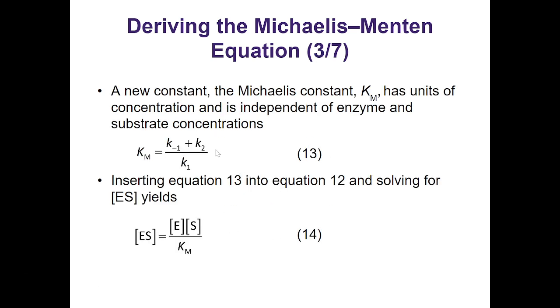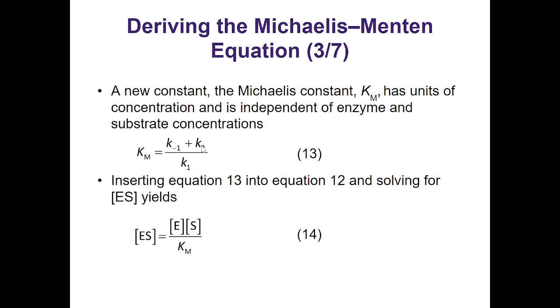Anybody want to try to guess what that term is? The Michaelis constant, because we're doing the Michaelis model. Damn biologists. Okay, so again, this is a new constant. This is the Michaelis constant. It's going to have units of concentration because you'll have these terms canceling each other out with their units of seconds and molarities, typically. This is independent of enzyme and substrate concentrations because it's composed of the constants, right?